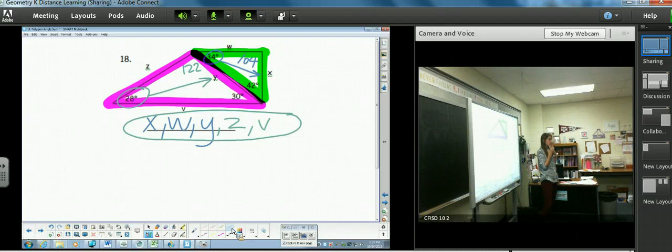I didn't know which triangle to start off on, though. It depends. If it says list it from largest to smallest, you pick the bigger looking one. If it says from smallest to largest, you pick the smaller looking one. Okay. So I had to start with the smaller looking one. All right.